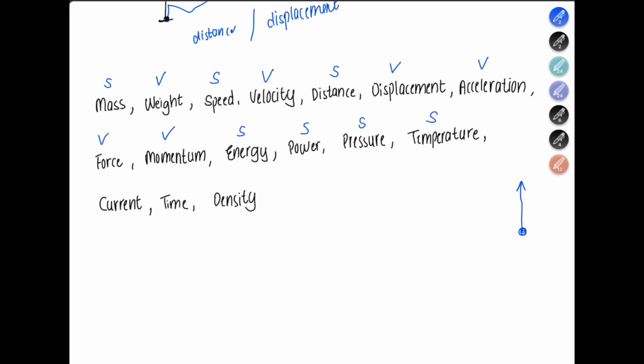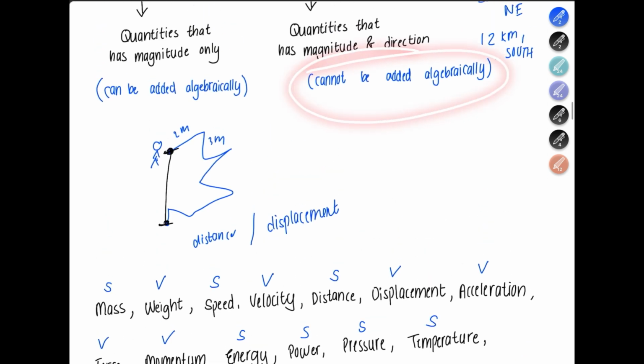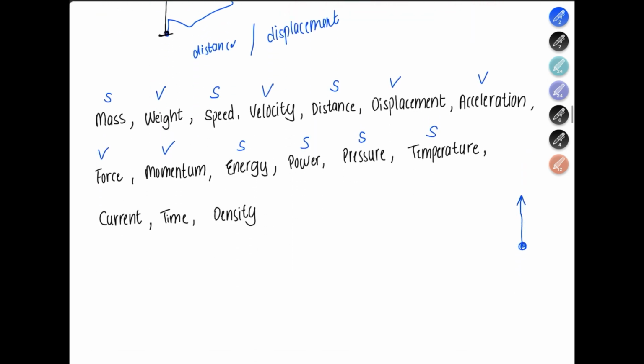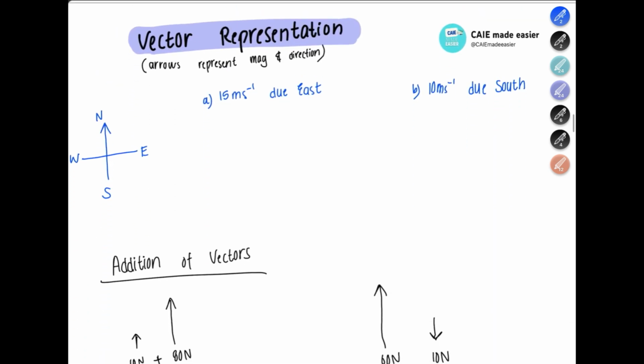You can't think that current is a vector just because we have conventional current and we have electron flow. A conventional current moves from the positive to the negative, and electron flow flows the other way. But the thing is, we can't really follow the laws of vector addition, which we'll focus on later. So current is a scalar quantity. Time is scalar, and so is density. Now let's talk about vector representation.